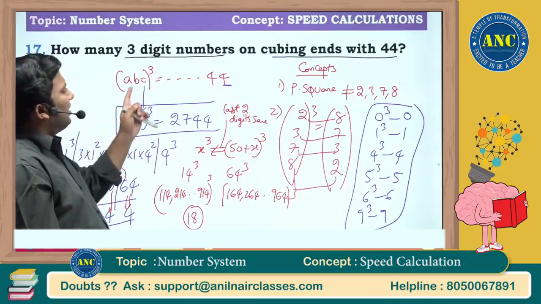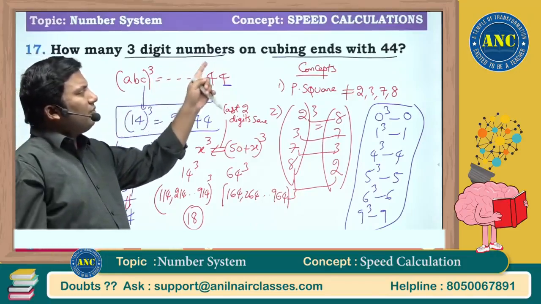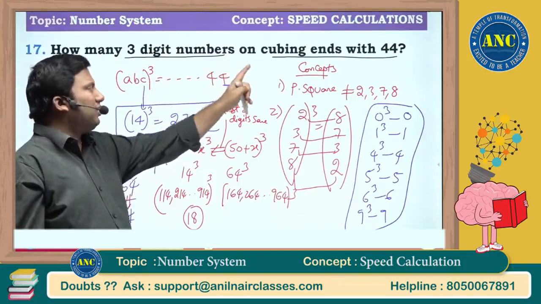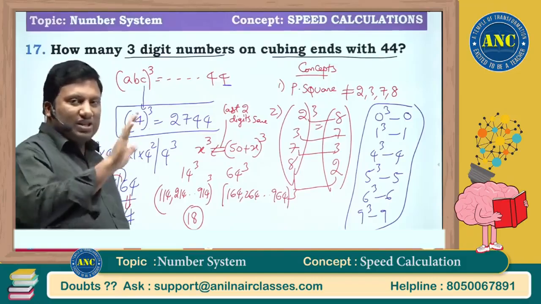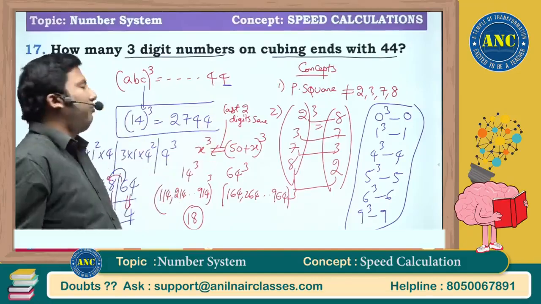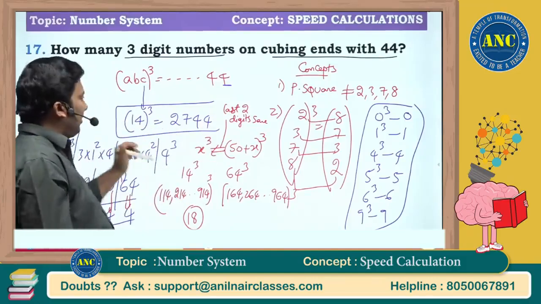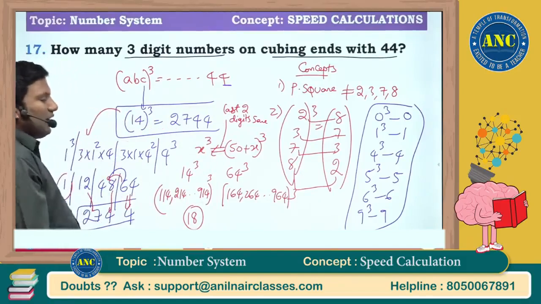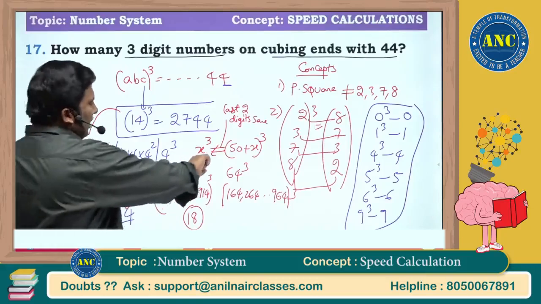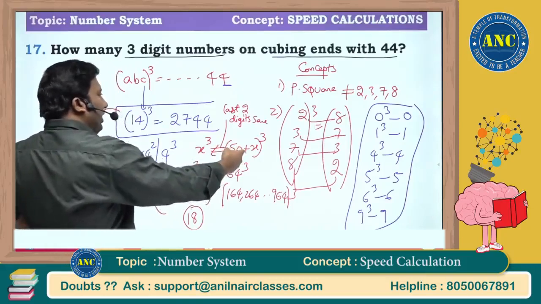How many 3-digit numbers on cubing end with 44? It is ending with 4, so the unit digit in the number should be 4. 4 cube is 64. The next number after 4 is 14, and 14 cube is 2744. Checking each number would take time to see whether the last two digits are the same. X is 14, and 50 plus 14 is 64.